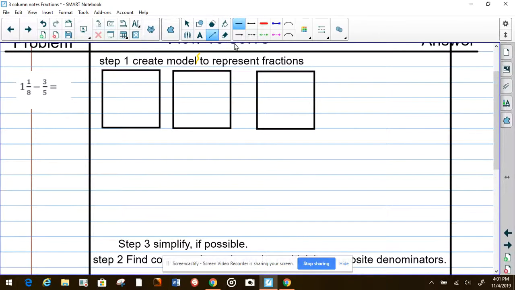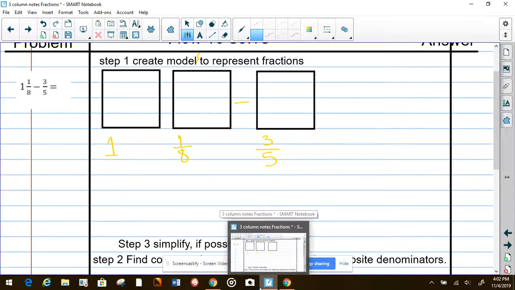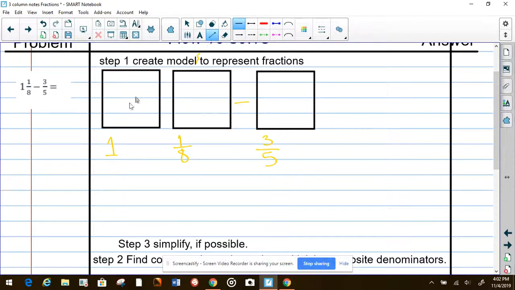So I'm going to select my divider. This is one whole, and this is 1/8. Notice that these two are together. We're going to subtract 3/5. Now, we have to show the model. So this one says that it's divided in a part.